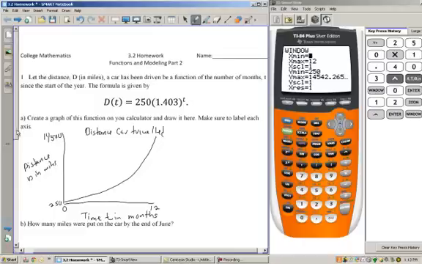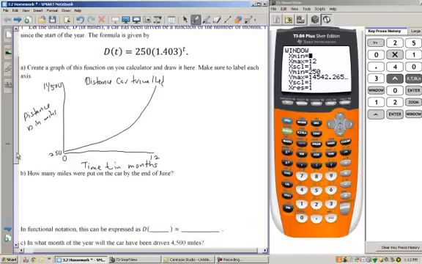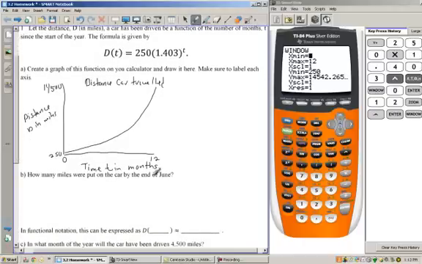Okay, then on part B, down here, it says how many miles were put on the car by the end of June. All right, so by the end of June, we have to understand, 1 is the end of January. All right, 2 would be the end of February, 3, 4, 5, so 6 would represent the end of June. So what we're looking for here is d of 6, all right, which means just plug in 6 for t.